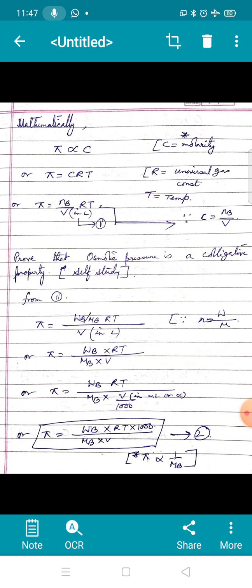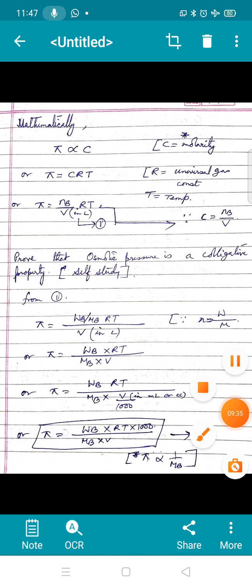Now you have to prove that osmotic pressure is a colligative property. So it's written here, self-study. By this time you already know how to prove something to be a colligative property. You have to prove that pi depends only on the number of particles and not on their nature. If you can prove that, then you can prove that it is a colligative property.